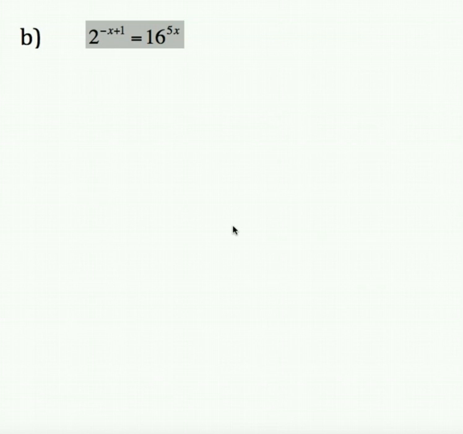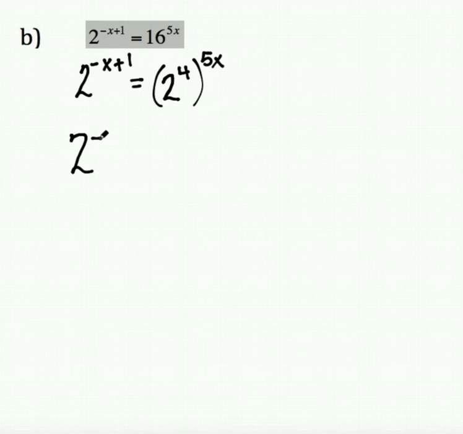Example 1b, we're going to solve 2 to the negative x plus 1 equals 16 to the 5x. Again, this is a problem where I can get the same base on both sides. So 2 is the lowest I can go, so this is still 2 to the negative x plus 1. And I know I can write 16 as 2 to some power. In fact, it's 2 to the 4th. So I'm going to write it as 2 to the 4th raised to the 5x. So on the left-hand side, I have 2 to the negative x plus 1 is equal to 2 to the 20x. I just multiply those two powers.